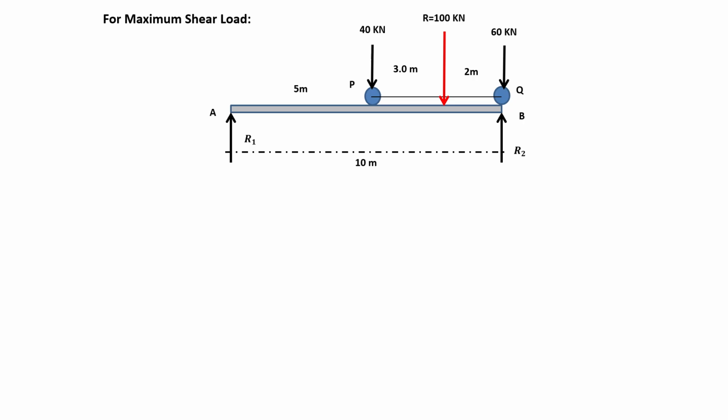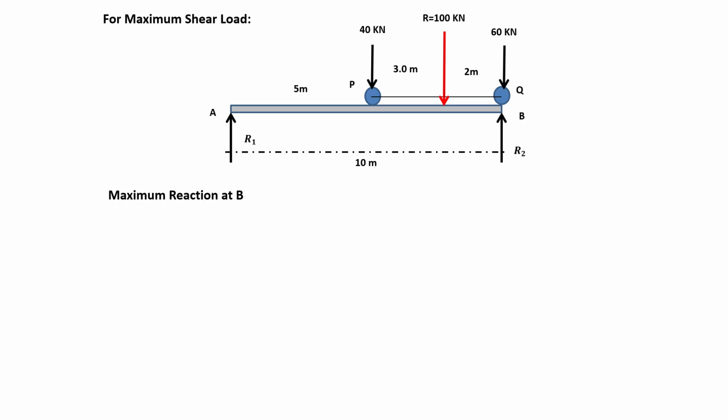Calculating for the maximum shear load, let us first position the second wheel at the right end of the span, and that is actually the 60 kilonewton wheel, positioned at the right end of the span. Now, looking at point B, we can compute the maximum reaction at point B.